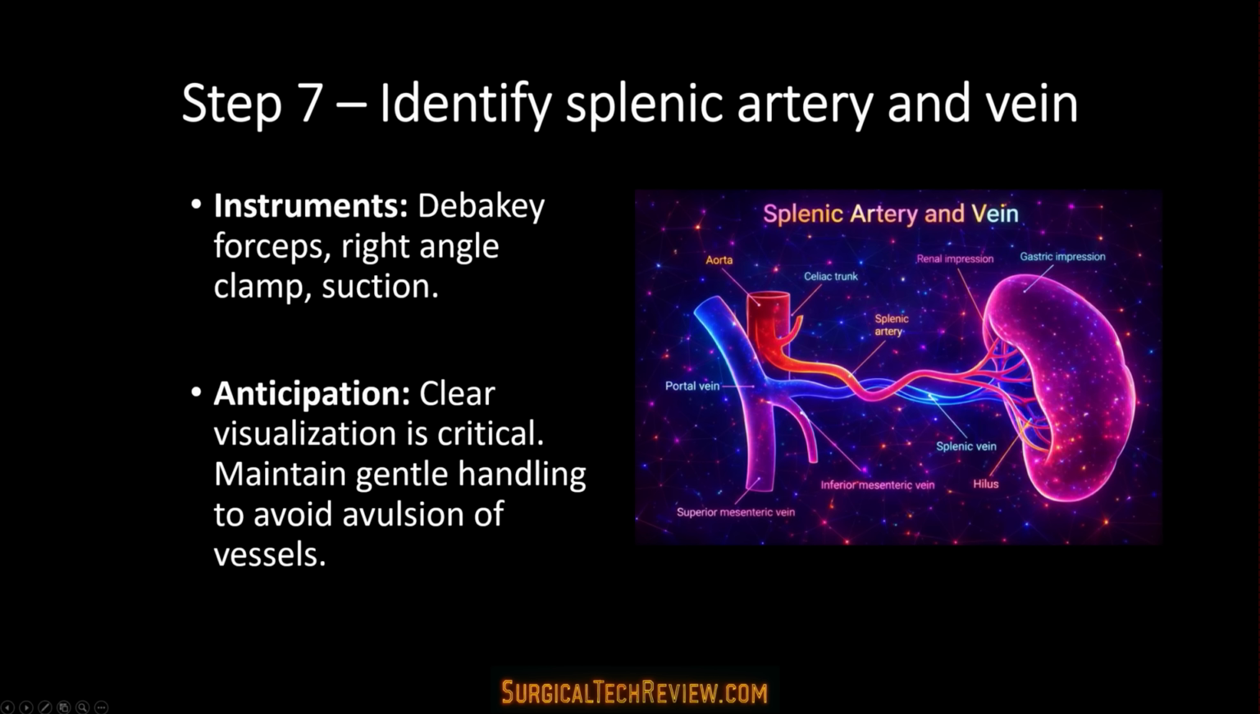Step 7. Identify splenic artery and vein. Splenic artery and vein run horizontal towards the midline of the body connected to the aorta and the portal vein. Instruments needed: DeBakey forceps, right angle clamp, and suction. Anticipate clear visualization, which is critical. Maintain gentle handling to avoid avulsion of vessels.